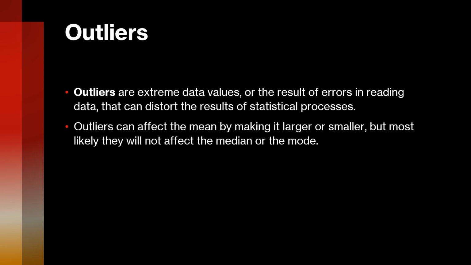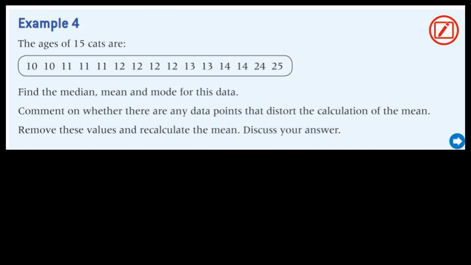So my age being 42 years old would be considered an outlier because it's a value that's extremely large or extremely small compared to all of the other data that's been collected. So in this exercise, we're just simply looking for the outliers and identifying them while still finding the mean, median, and mode. All right, so let's take a look at example 4.